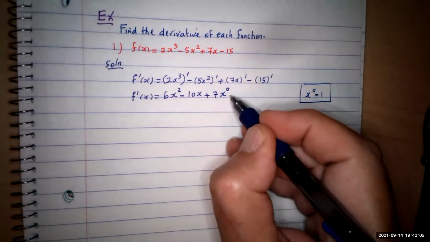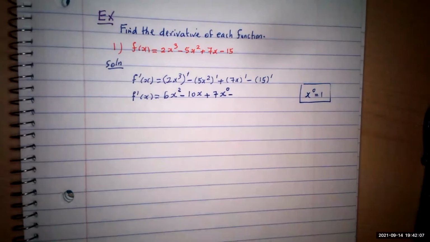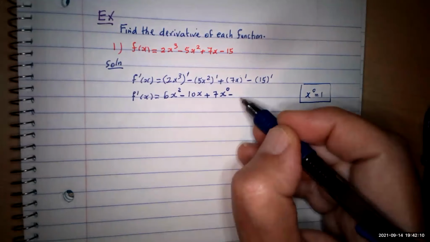Minus, the derivative of 15. 15 is a constant function. The derivative of a constant is 0.